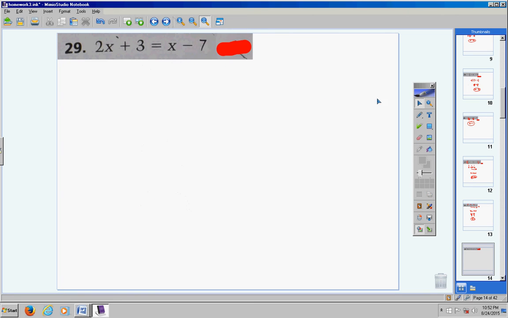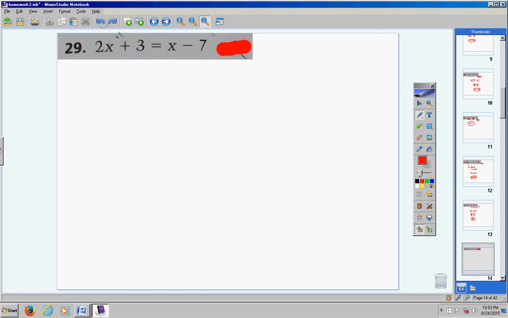Number 29. Step 1, simplify both sides. Well, there's no simplifying I can do. Over here I have unlike terms. Over here I have unlike terms. So, there's no simplifying I can do. Step 2, eliminate fractions or decimals. There's none of those. Step 3, move your constant terms and variable terms around. So we have variable term, constant, variable, constant. It really doesn't matter where you put them.